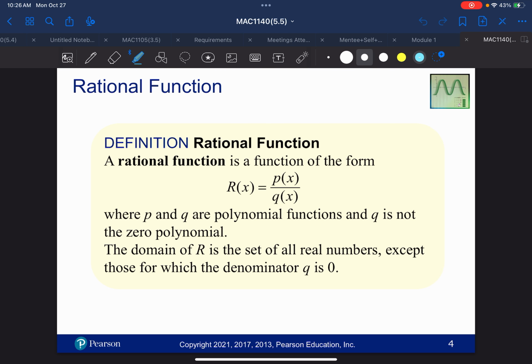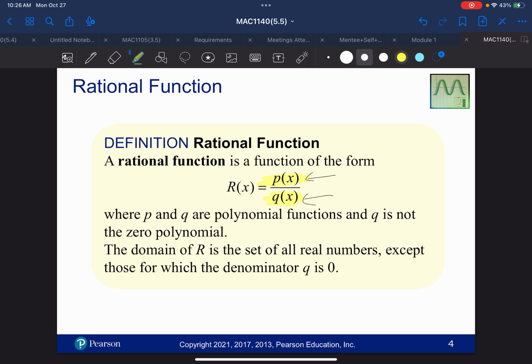So, as we know, a rational function is a function that has the form of p of x divided by q of x, which means this is a polynomial function of x and this is a polynomial function of x. So we know that a rational function means we have a variable in the denominator. So both the numerator and the denominator can both be a function of x. And that denominator q cannot be 0. Obviously, we cannot divide by 0. That will give an undefined result for this function.